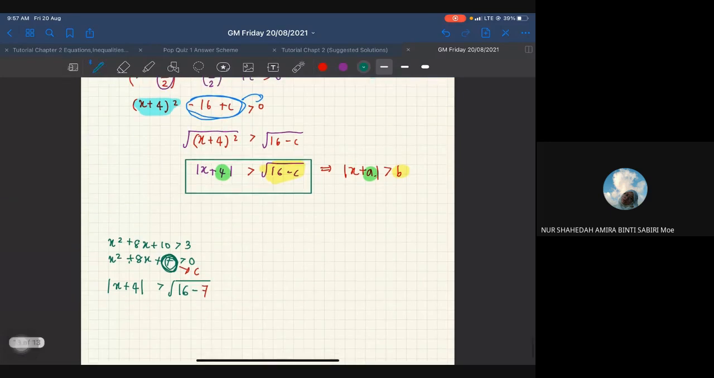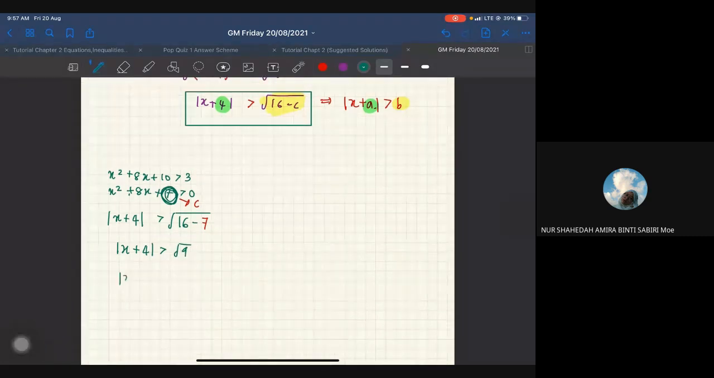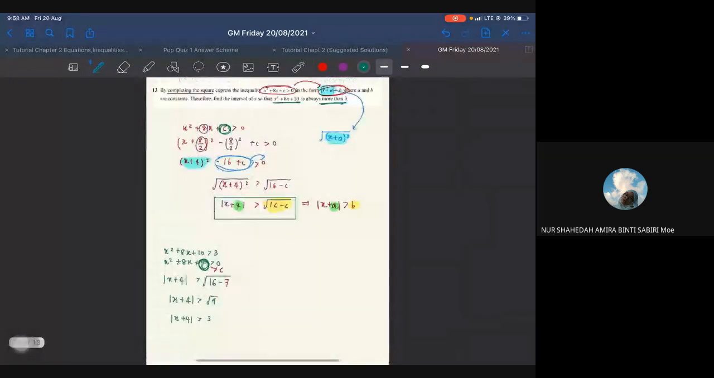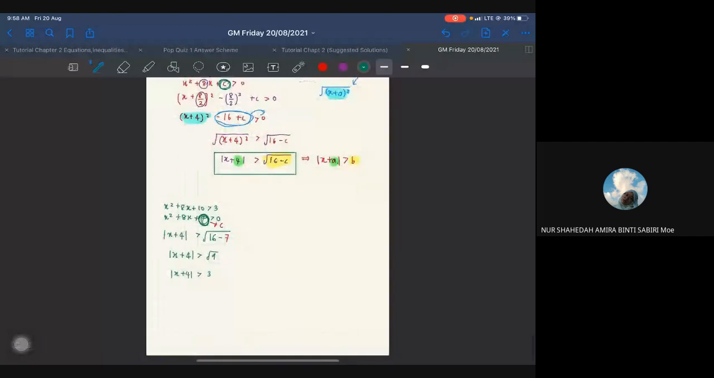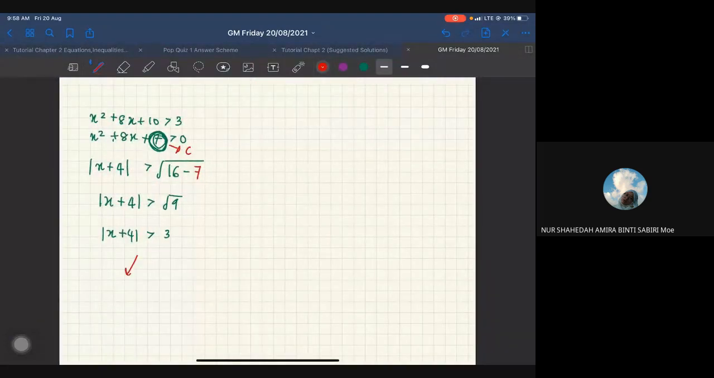So sekarang awak ada modulus and then kat sebelah kanan awak adalah constant. So what can you do is just open the modulus. So awak buka modulus. So satu adalah x plus 4 greater than 3. And then dia adalah or sebab greater. So another one is x plus 4 less than negative 3. Okay, so solvekan one by one. So for the left part, you have x is greater than negative 1. And then for the right part, you have x is less than negative 7.